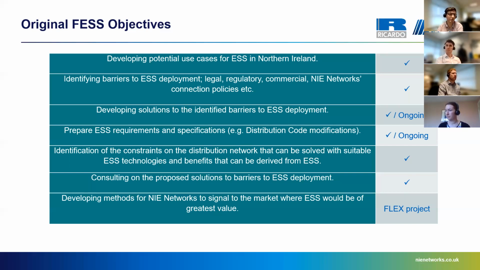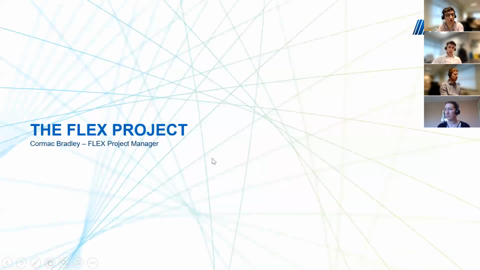Similarly, another standalone activity was identification of the constraints on the distribution network that can be assisted by storage. And as I say, the consultation went out at the beginning of summer of this year. The final objective was developing methods for NIE Networks to signal to the market where storage would be of greatest value, and you see against that we have the name of the FLEX project. So it's at this point that I just want to hand over to Cormac to talk about the FLEX project in a bit more detail and about what it's achieved over recent months.